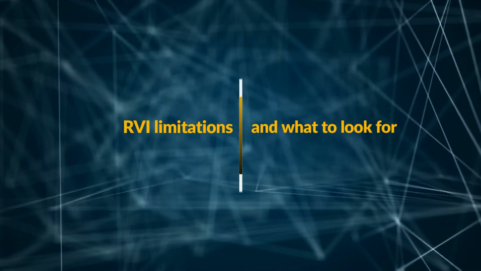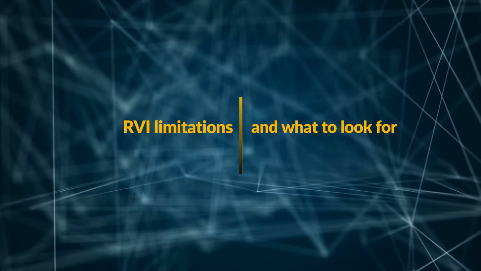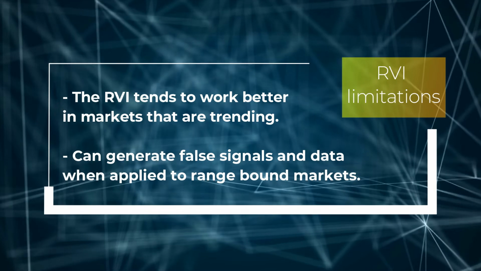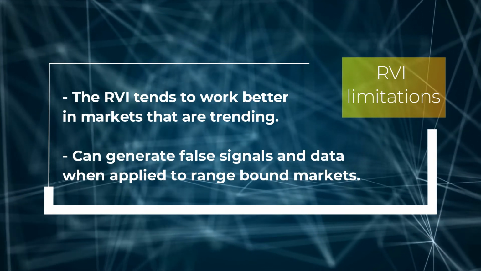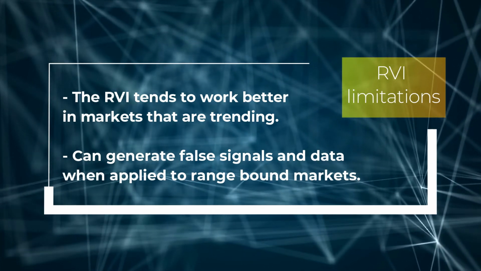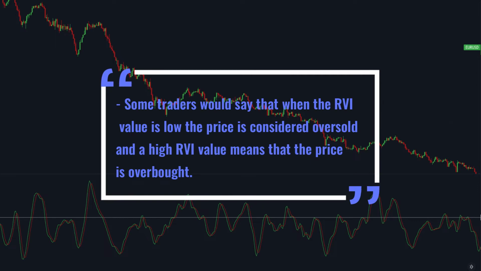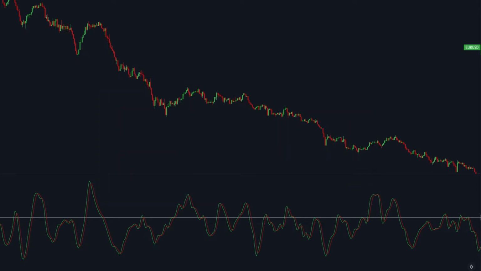Important RVI limitations, and what to look for. The RVI tends to work better in markets that are trending, as it can generate false signals and data when applied to range-bound markets. Many traders use RVI as oversold and overbought signals. Traders would say that when the RVI value is low, the price is considered oversold, and a high RVI value means that the price is overbought.